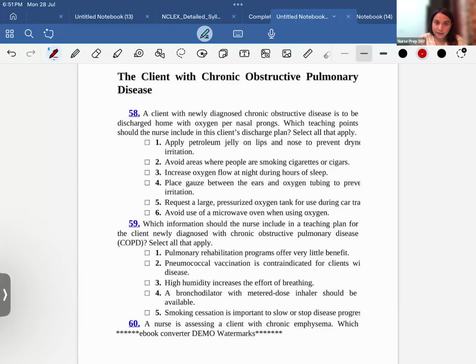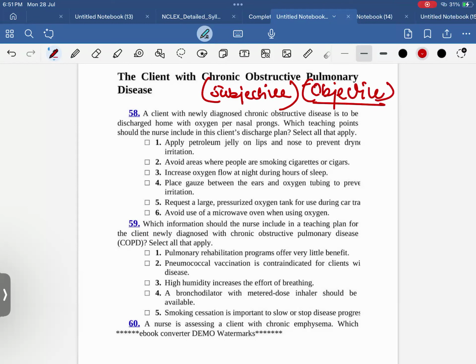In NCLEX, there's a golden rule. If there is subjective data, subjective data means what the patient is saying, from the patient side. And if you have objective data, what is objective data? What we see, the data in the form of fact. It can be, okay, I'm feeling very cold. This is my subjective data. I'm saying the vital sign is 80/60. This is objective data.